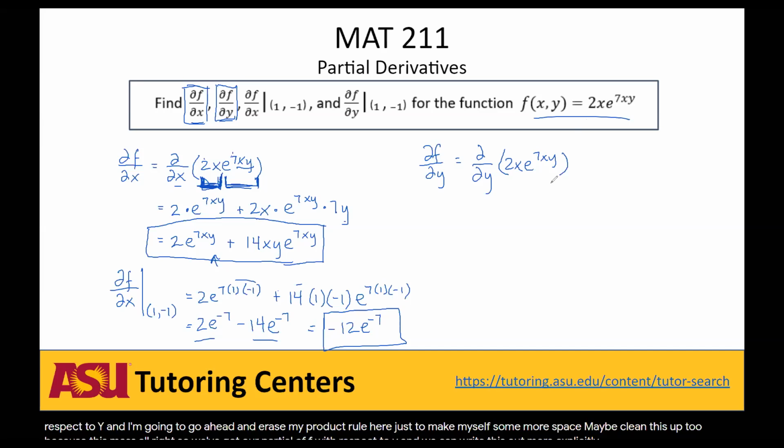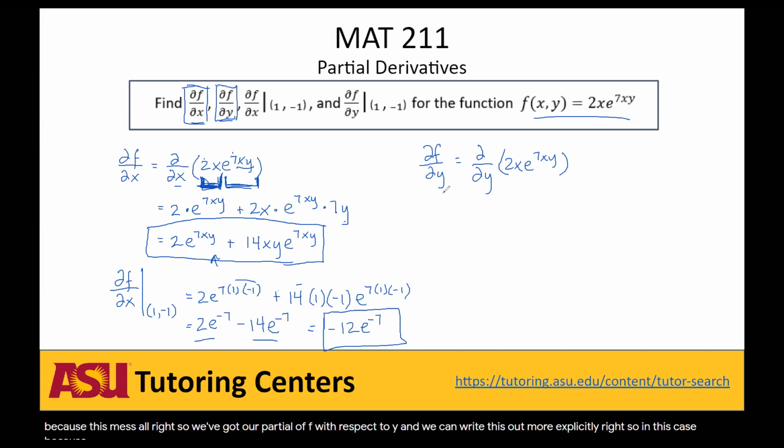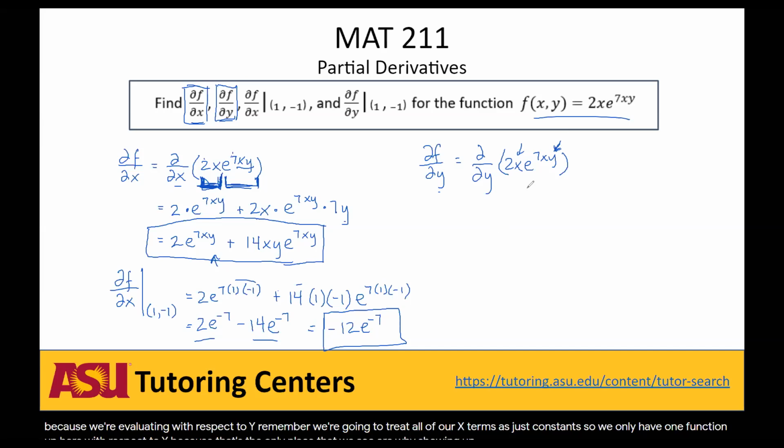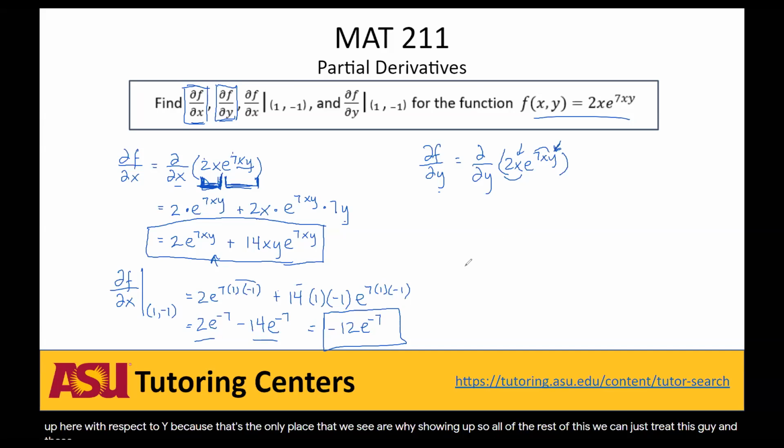All right. So in this case, because we're evaluating with respect to y, remember we're going to treat all of our x terms as just constants. So we only have one function here with respect to y, because that's the only place that we see our y showing up. So all of the rest of this, we can just treat as constants with respect to our partial with respect to y.